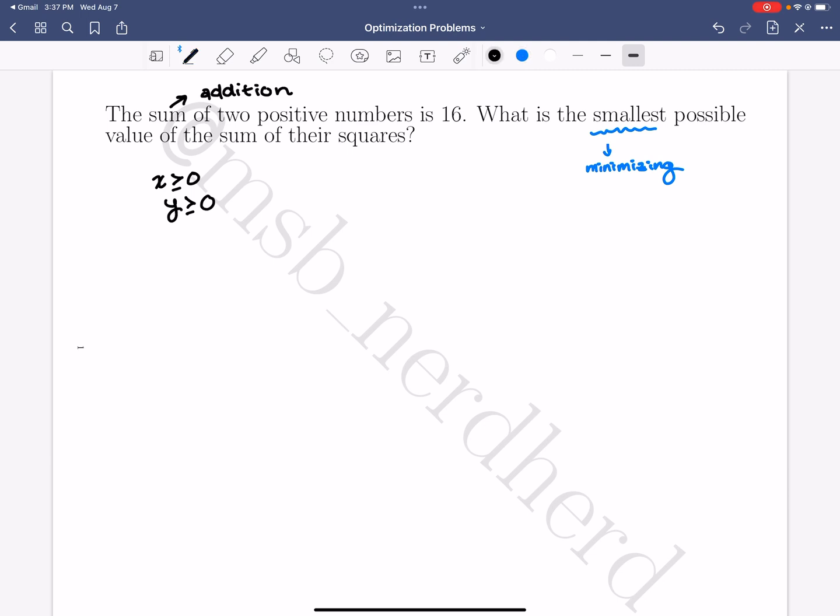So we're going to need to write two equations. We're going to take the first piece of information and, so to say, convert it into math terms. So the sum of two positive numbers, we have x plus y is equal to 16. And that's just coming from this piece of information right here. Next, we're looking for the smallest possible value of the sum of their squares. So that means that we're going to have a separate equation, x squared plus y squared is going to equal some value, let's just call it a. And that's what we want to minimize, aka that's what we want to take the derivative of.